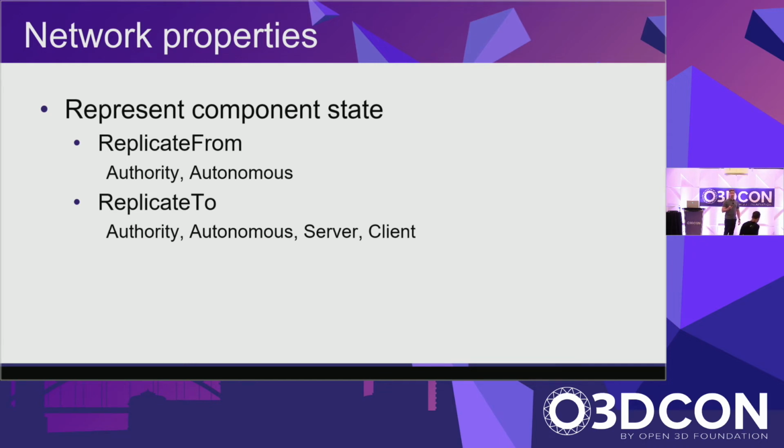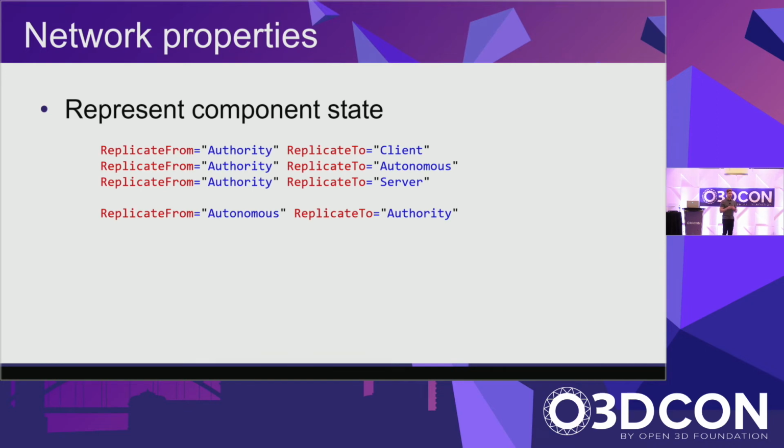But the cross product of valid roles here is quite limited. This is the full set of all the valid from and to roles inside the engine. As you can imagine, most of them are the authoritative role, so it's from the server replicating to other roles within the simulation. And in fact, there's a kind of hierarchy of replication going on. If I say something replicates from authority to client, it's also going to replicate to the roles underneath that. It's also going to replicate to authority, to autonomous, and it's also going to replicate to server. It's just an implied thing. If I say replicate from authority to autonomous, it's also going to replicate to the server role.